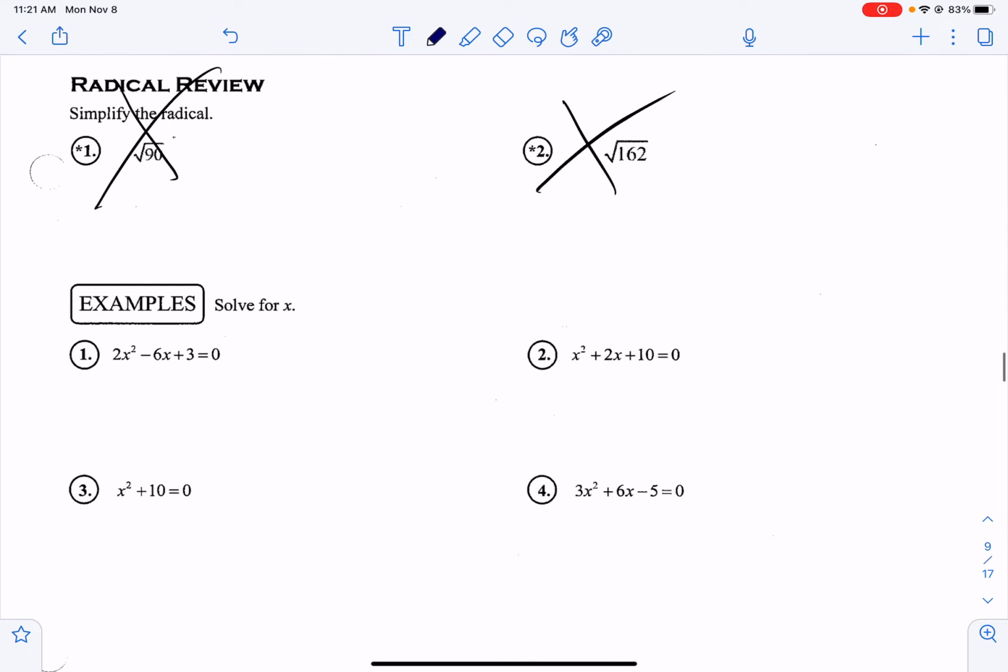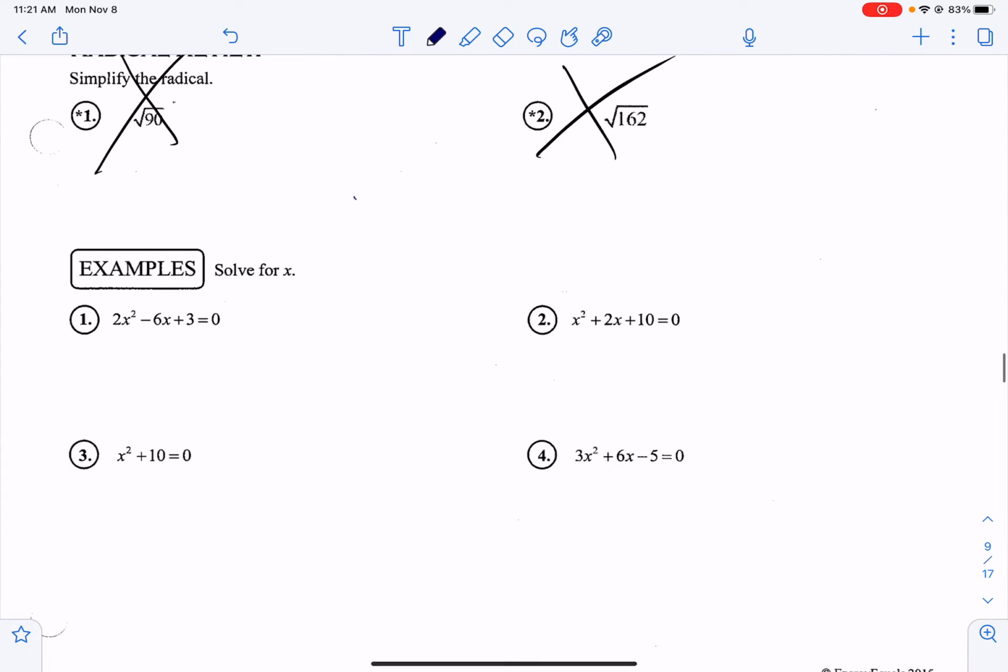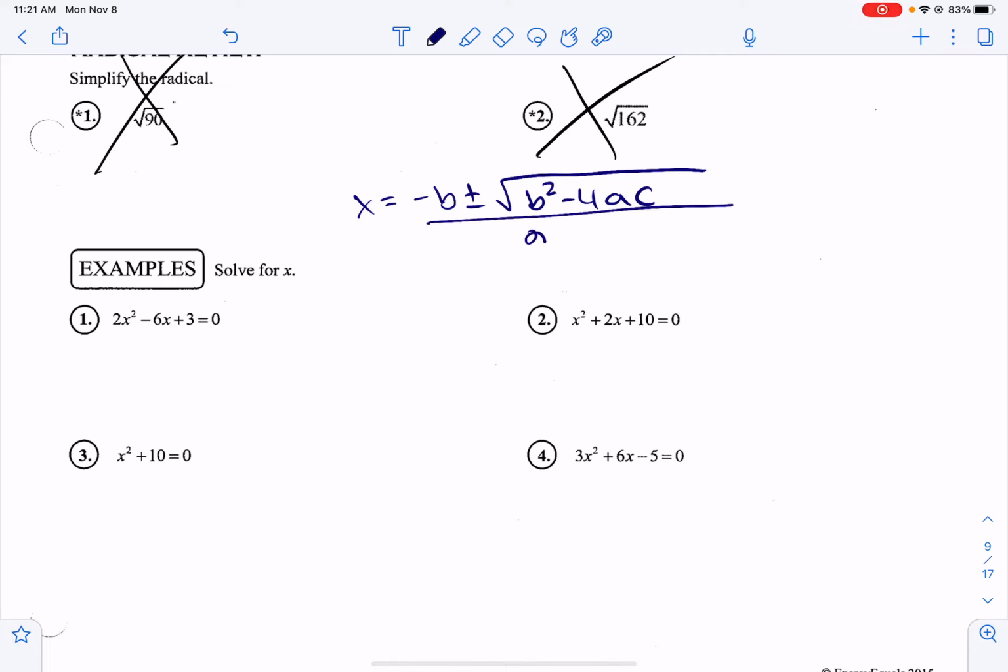So on number 1, I'm actually going to rewrite x equals negative b plus or minus the square root of b squared minus 4ac, all divided by, whoa, that is an awful 2, all divided by 2 times a. So first thing I need to do is make sure I'm equal to 0, which I am. Number 1 is equal to 0. The second thing is I want to know what my a, b, and c are.